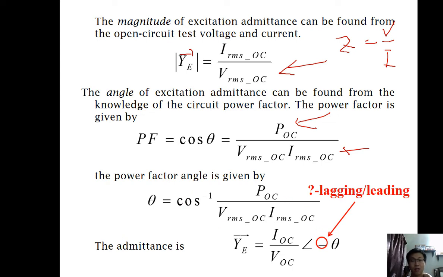So remember, because the transformer is always lagging, that's why the magnetizing current is always lagging by 90 degrees. So remember, we need to put a negative value. Once we calculate this theta, then we need to inject a negative value. And finally, this is the final one. We need to find Y, where I_OC divided by V_OC in RMS value, angle negative theta.